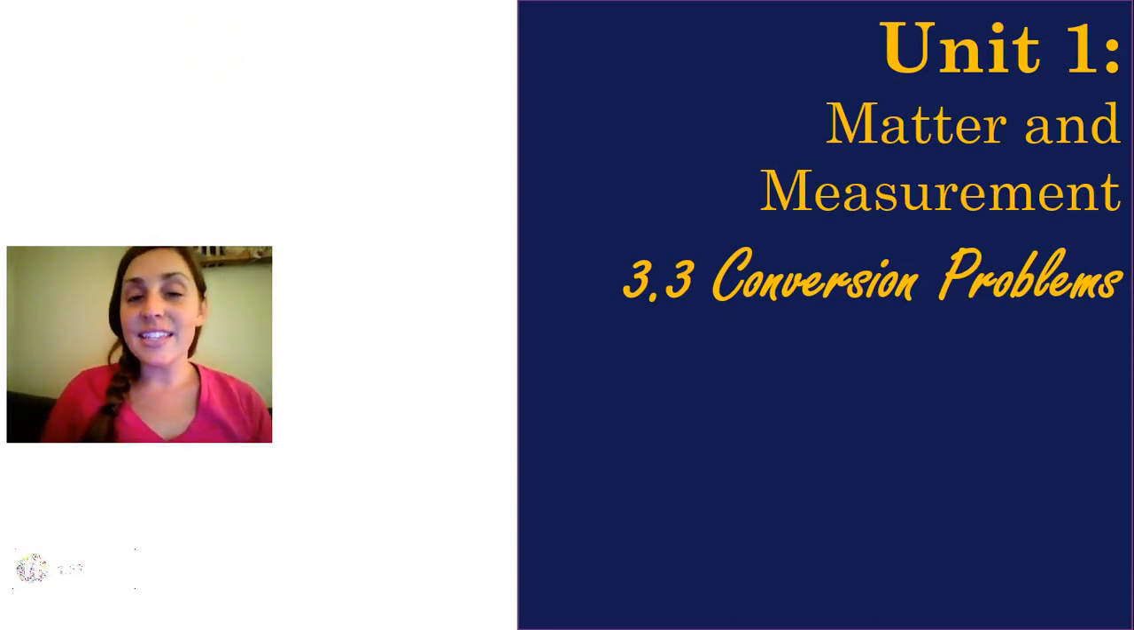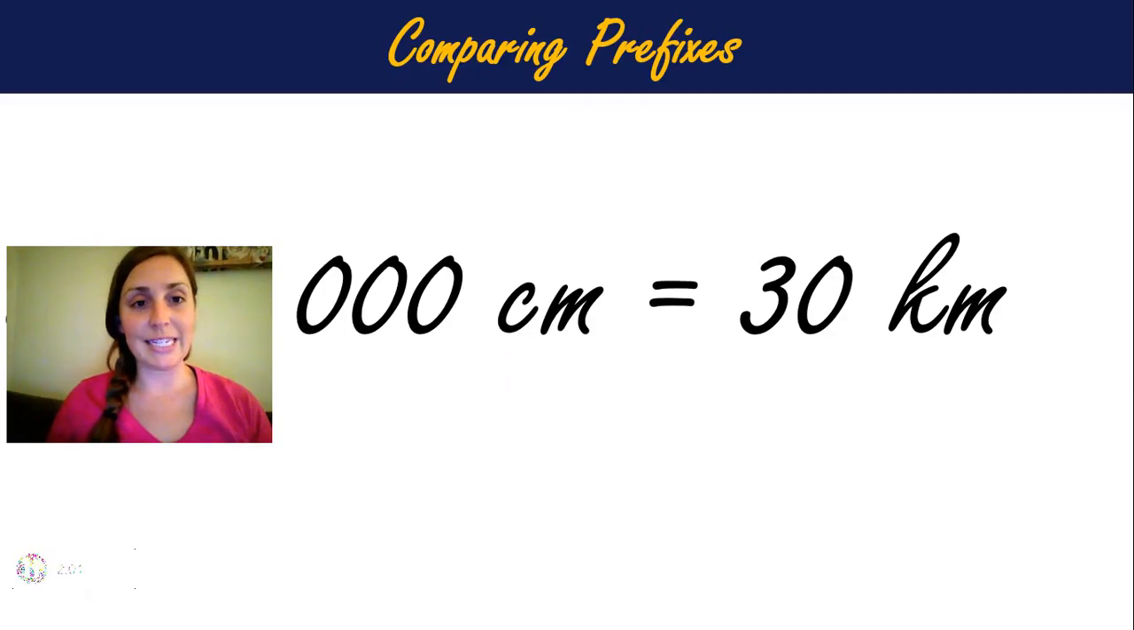Hey guys, this is Academic Chemistry, Chapter 3, Section 3, and today we're going to be talking about converting problems with the metric system, so going between different prefixes.